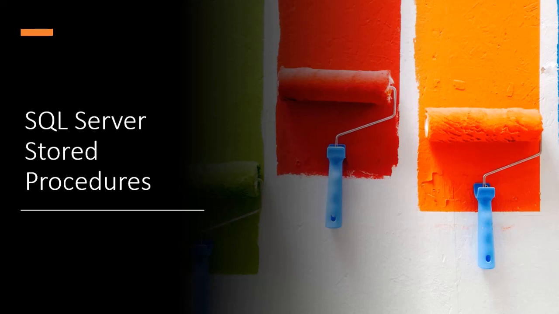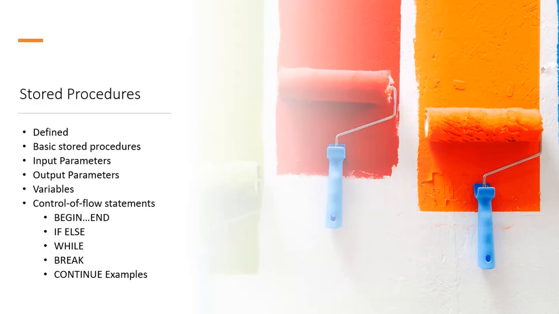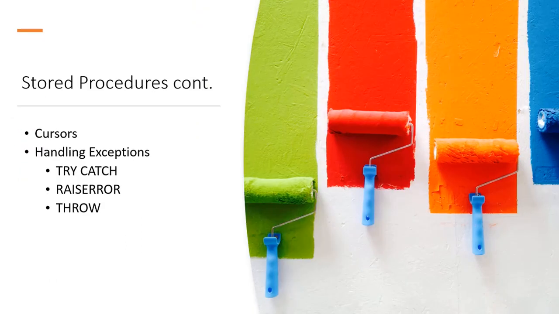Hello! In this presentation I am going to cover SQL Server stored procedures. First, we'll define a stored procedure. I'll give an example of a very basic stored procedure. I'll cover input parameters, output parameters, variables, and then we will go over control of flow statements in SQL Server. I'll look at cursors, and finally handling exceptions.